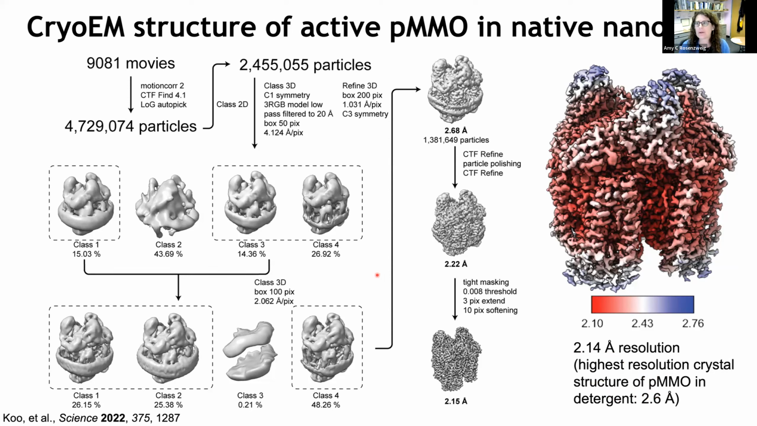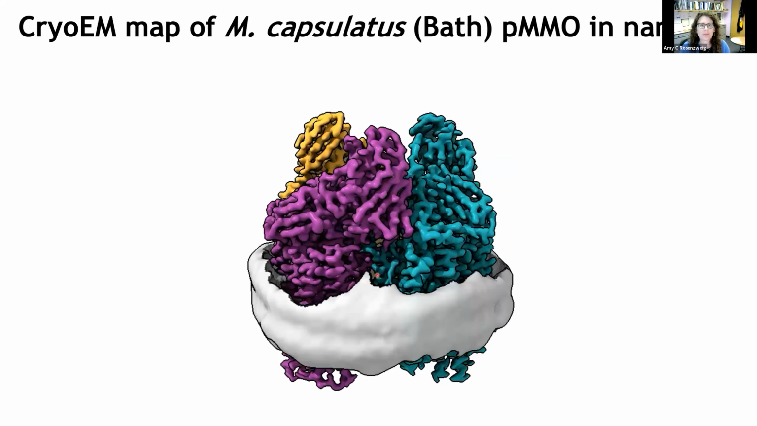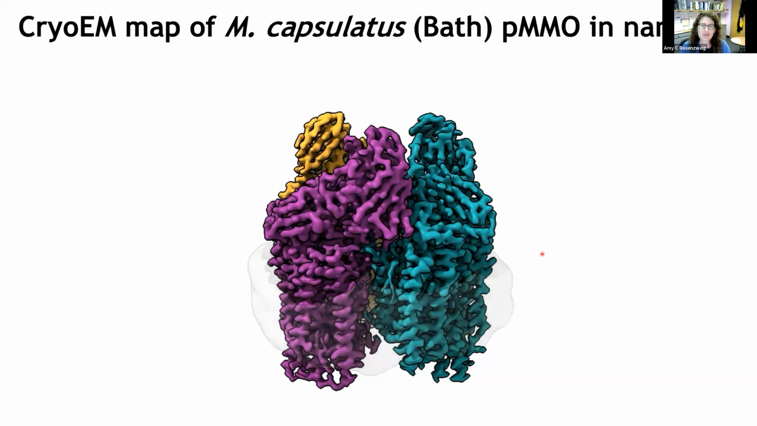So our idea here was we're going to determine the structure and see maybe what it is about the PMMO in these native lipid nanodiscs that makes it more active. And so this is the Cryo-EM map of the structure. Each protomer is shown in a different color, and this gray belt is the nanodisc. And so I'll strip that away.